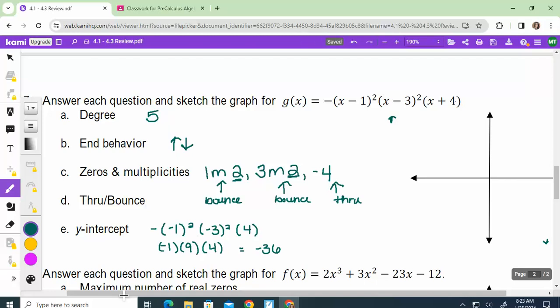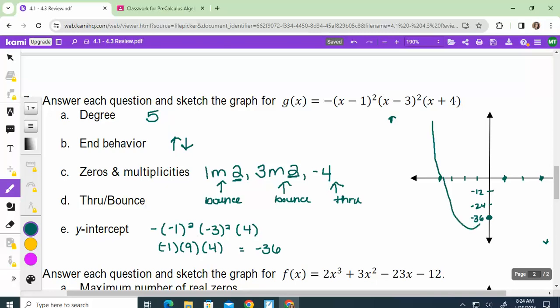We hit the x-axis at 1, 3, and -4. And the y-axis is at -36. I'm gonna count by -4. So my graph starts up here. At -4, what does my graph do?